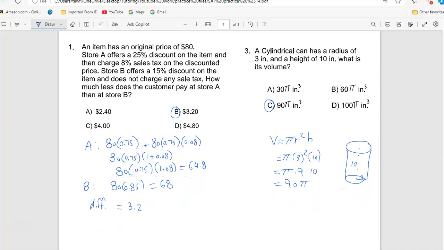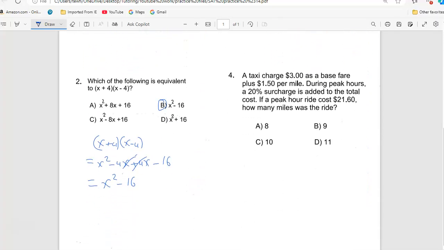And let's see what we have for the last one. A taxi charges $3 as a base fare plus $1.50 per mile. During peak hours, a 20% surcharge is added to the total cost. If a peak hour ride costs $21.60, how many miles was the ride? Give it a try.